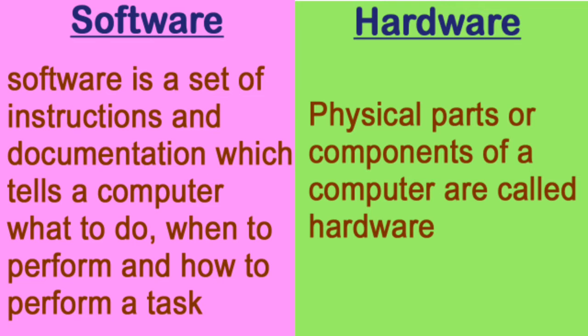Software. Software is a set of instructions and documentation which tells a computer what to do, when to perform, and how to perform a task. Hardware. Physical parts or components of a computer are called hardware.